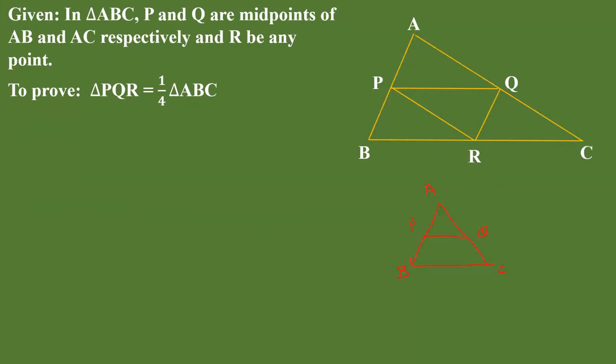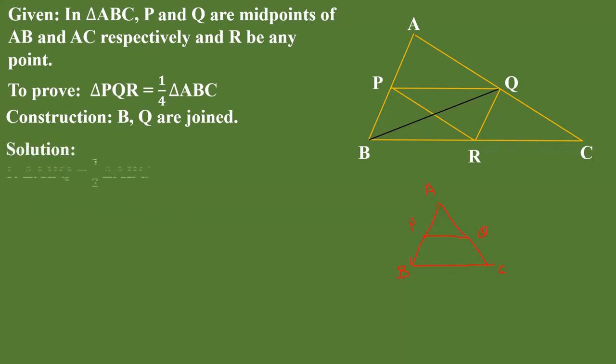Now, since P and Q are midpoints, we can do some construction here. We can just join P and Q. What will happen when we join B and Q? BQ becomes a median, since Q is a midpoint, right? When we join the lines, it becomes a median, and a median bisects a triangle. So using that concept, can we say this?